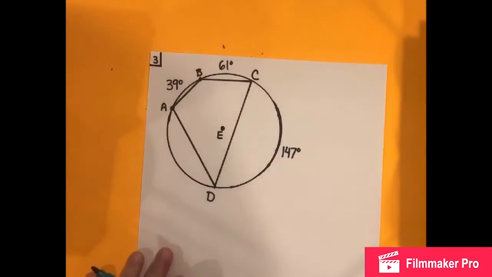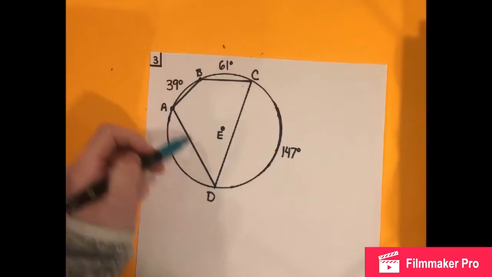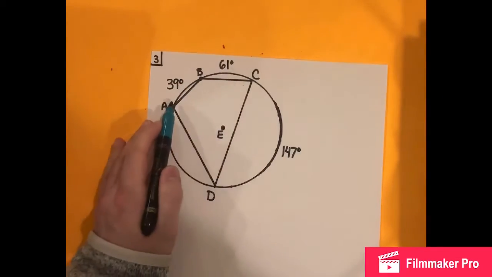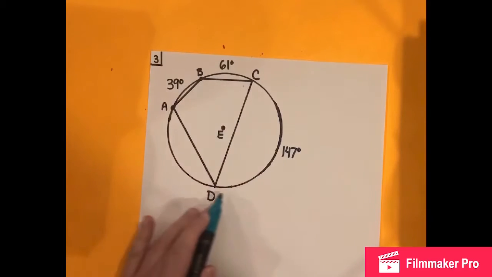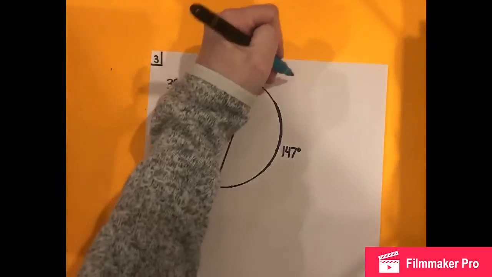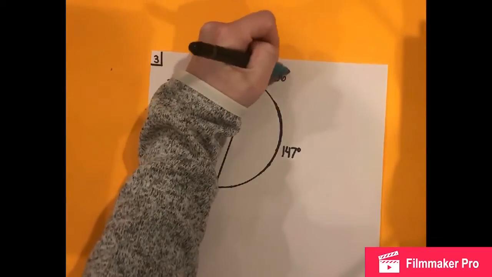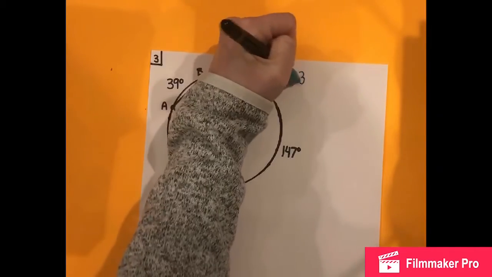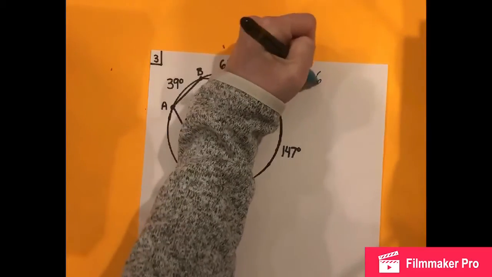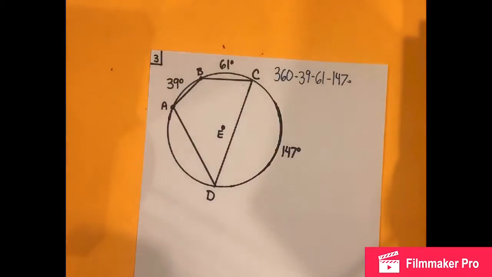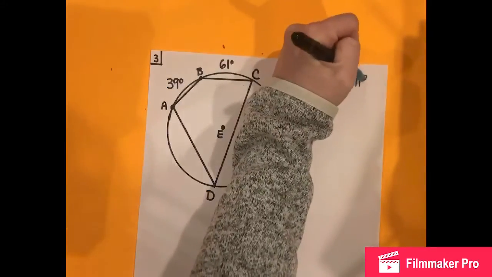Looking at number 3, I don't even have any of the angles in here, so I'm definitely going to have to work with the things around it. I actually have 3 of the 4 sections. So the first thing that I personally did was take 360 and subtract off the other 3. So I'm going to do 360 minus 39 minus 61 minus 147. When I do that, I get an answer of 113 degrees.